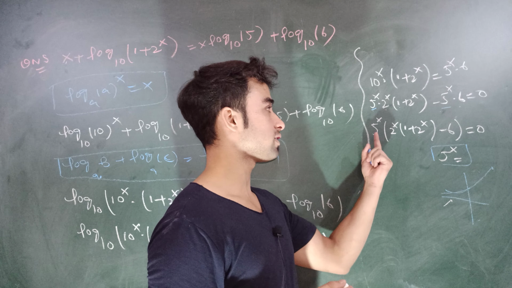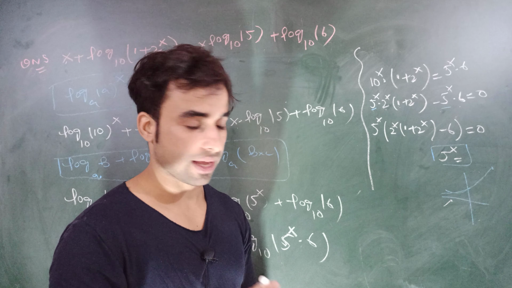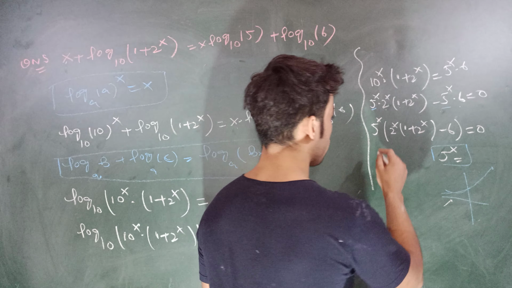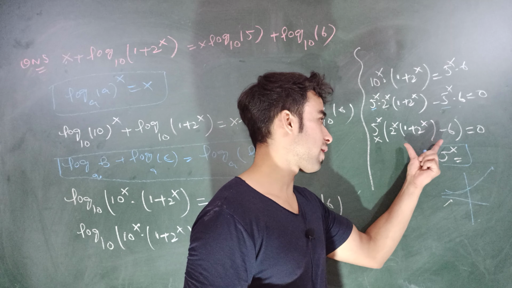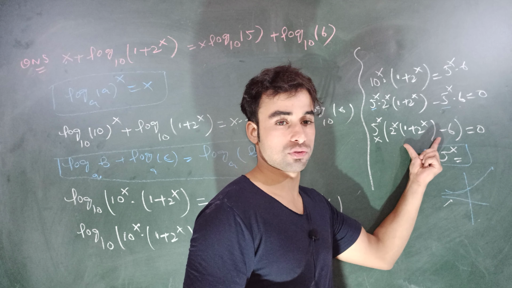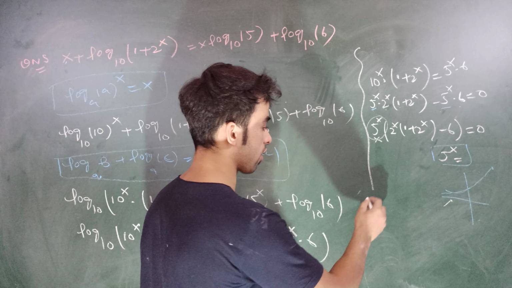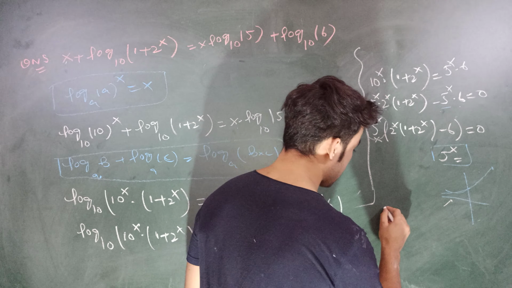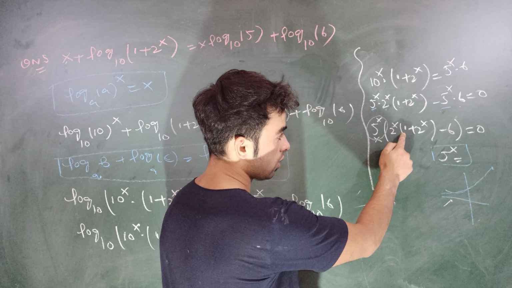But that's what we are saying: 5 to the power of x can never have a value of 0. So this thing is not going to be equal to 0. So the only choice we have is that this bracket is going to be 0, because this 5 to the x cannot be 0 according to the graph.